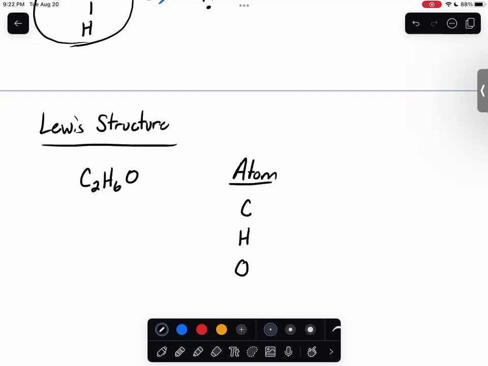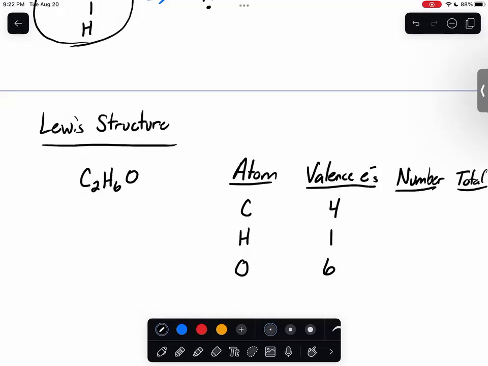Now, we're going to take that and find out how many valence electrons are in each of them. We've already discussed carbon has four, hydrogen, of course, has one, and then oxygen has six. We'll multiply that by the number of that atom that is there, and that's going to give us a total number of electrons for that atom. So for carbon, there are two of them here. If we multiply that, like we said, we would get 8 electrons contributed from carbon.